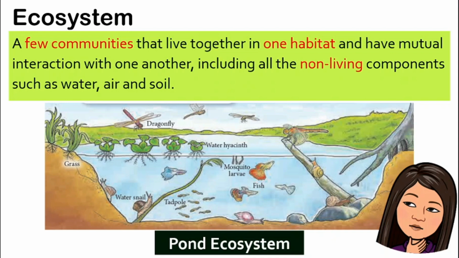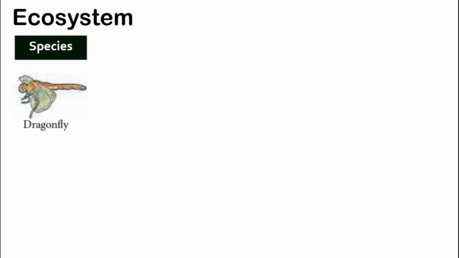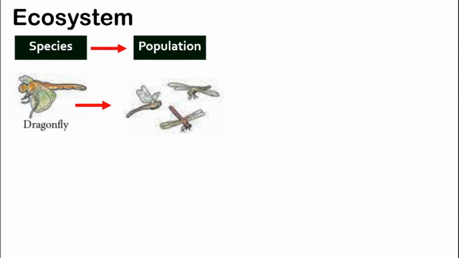So can you remember all these terms? Let's have a very quick revision. So first we learn about species, meaning the organisms that have the same or common characteristic and they can produce babies. For example, dragonfly. And a few dragonflies that live together is called a population of dragonflies.